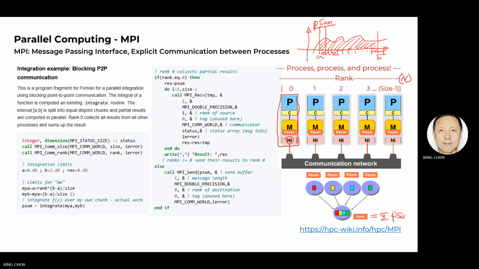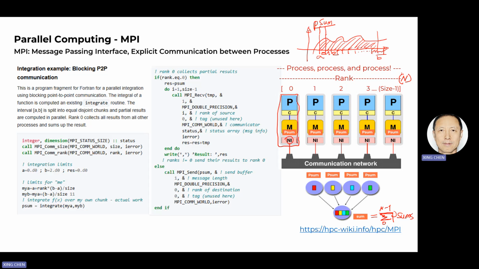So the result is the sum of all these psums, from 0 to n minus 1. This is the mathematics for this piece of code. Okay, this is a piece of Fortran code. It's not difficult to understand. We just need to go through it and read it to understand.